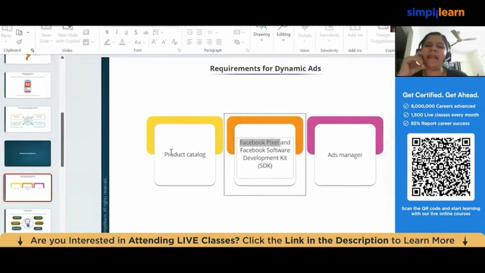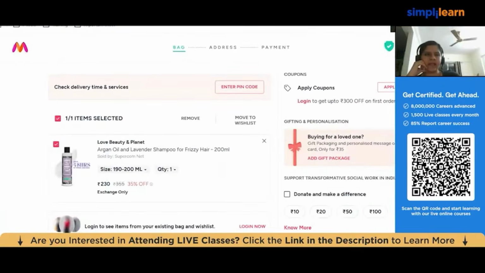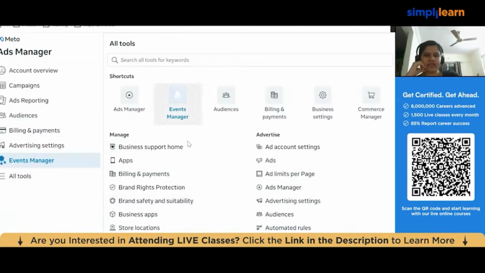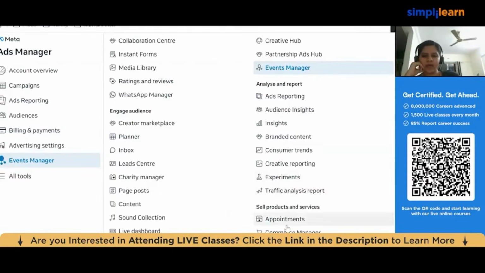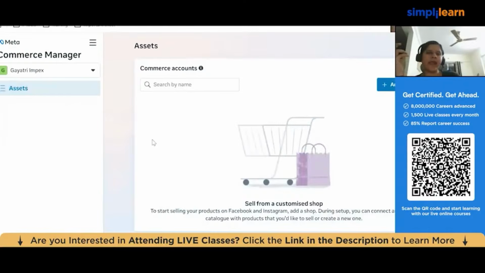Let's go to the next part, and then there's something called product catalog. Now product catalog is, basically again on your ads manager, guys. So this is my ads manager. There is something called commerce manager. Like I told you, you will see only those products as an ad, basically those products which you guys have checked on.